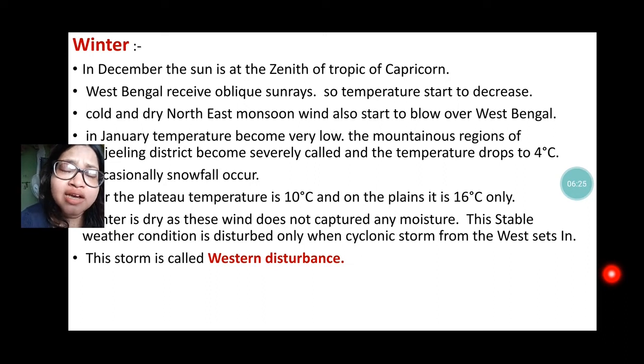Okay, this time it is dry, as this wind does not capture any water vapor, so the weather is very dry. Sometimes there is also rainfall during the winter season. That type of rainfall or storm is also known as western disturbance.